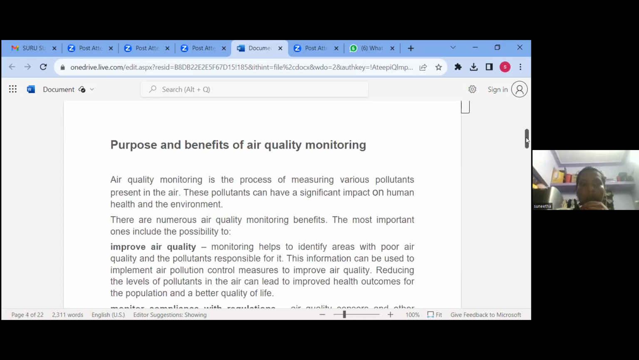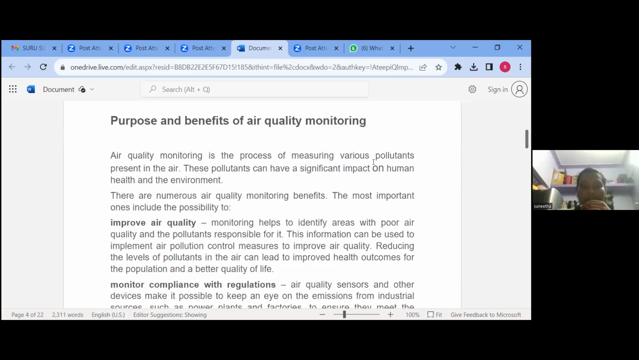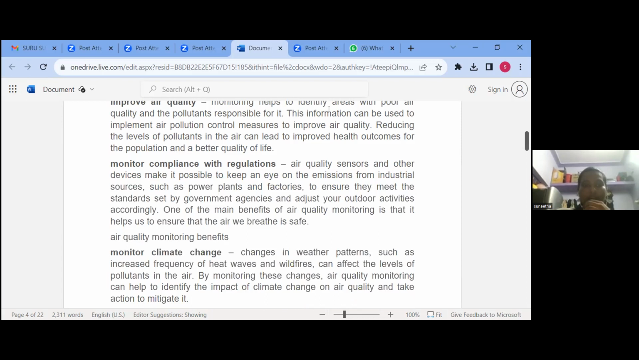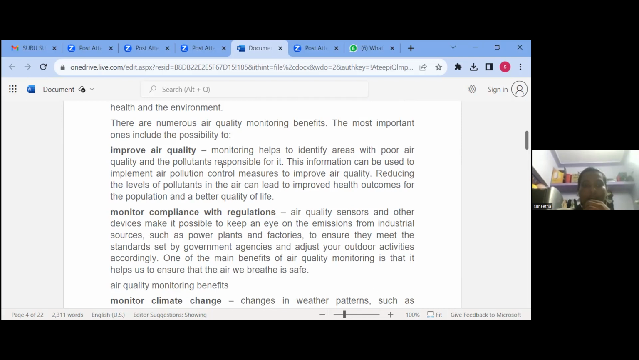Purpose and benefits of air quality monitoring. Air quality monitoring is the process of measuring various pollutants present in the air. These pollutants can have significant impact on human health and the environment. We all know that air is the primary factor for human beings to live. So monitoring this pollution is very important for our health. There are many benefits of monitoring the air. We can see some of them. Improved air quality: by monitoring the air, we can know how much pollution is present in the air. By taking different measures and reducing the pollution level, we can improve the air quality.